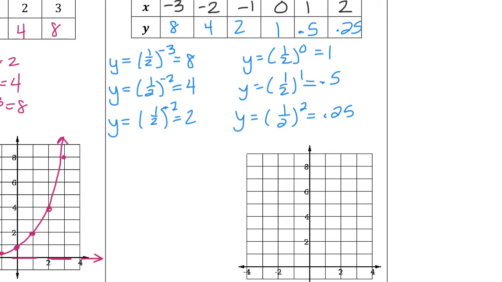So we have -3, 8, -2, 4, -1, 2, 0, 1, 1, 0.5, and 2, 0.25. And we also can't forget about our horizontal asymptote at y equals 0. So when we graph this one, we're going to decline from left to right, but we're not going to cross the x-axis. We're just going to get very close to it. And there's the graph for y equals 1/2 to the x.